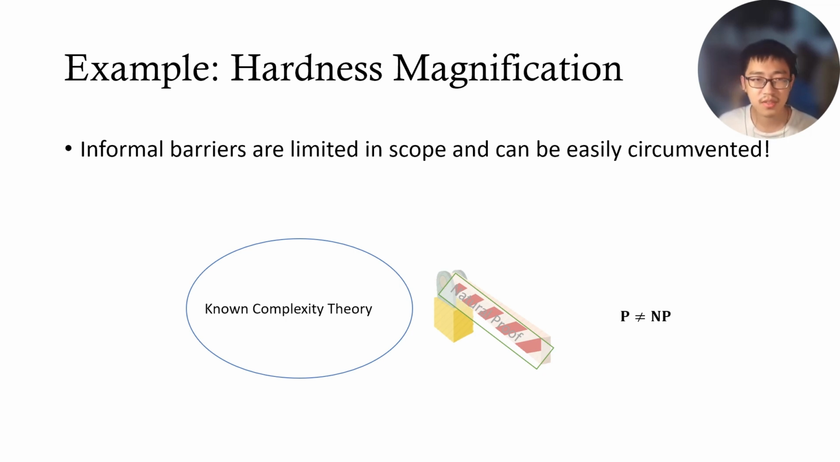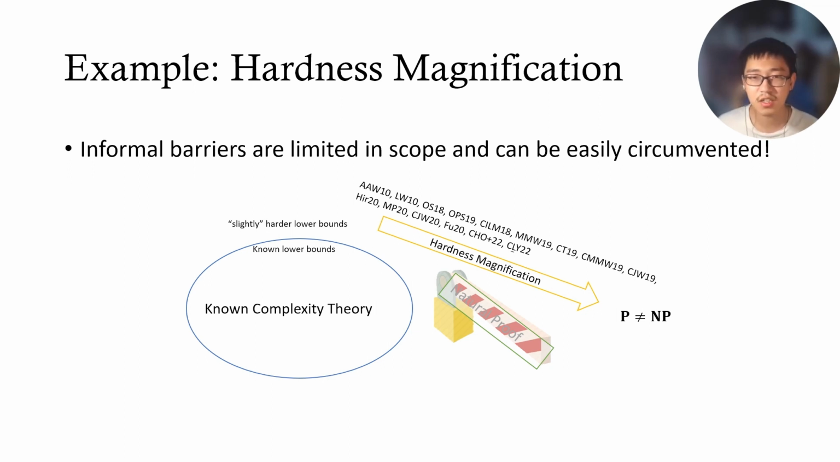However, these informal barriers are limited in scope and can be easily circumvented. For example, a recent line of work called hardness magnification shows an easy way to bypass all these barriers. We know some lower bounds which are easy to prove, for example, the cubic lower bound against De Morgan formulas. And we know that if you can slightly improve this lower bound, for example, to prove an n to the 3.1 lower bound against De Morgan formulas, this implies some major separations, for example, P is not equal to NP. There is a very long line of work on this topic. So this means that we can use a simple reduction to bypass the natural proofs barrier, and the natural proofs barrier cannot tell us much about this new framework.